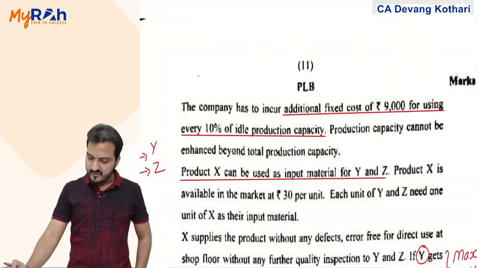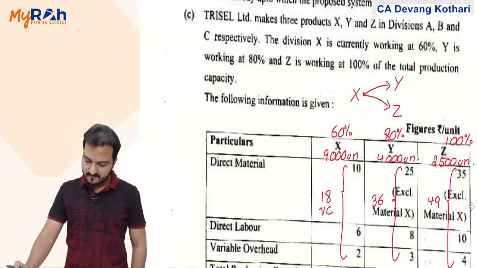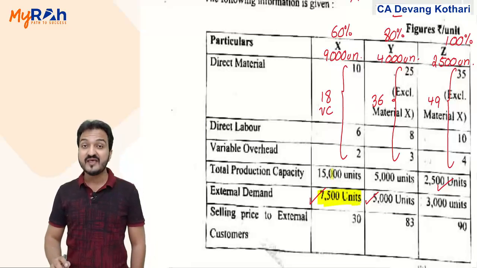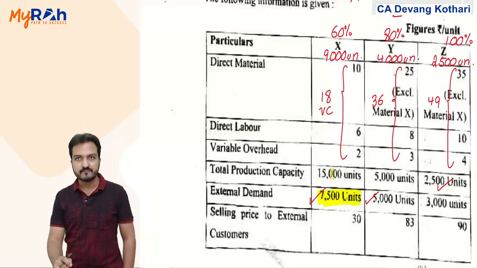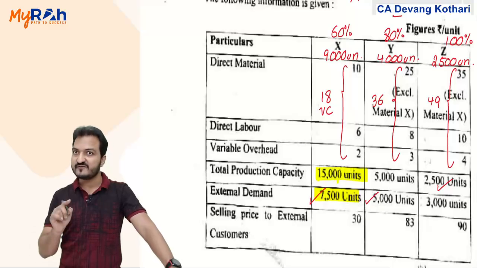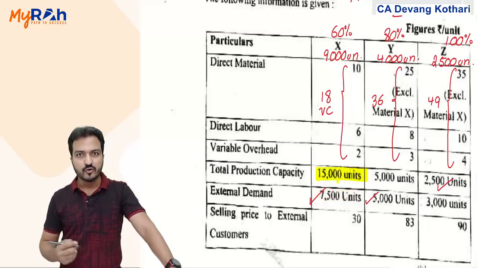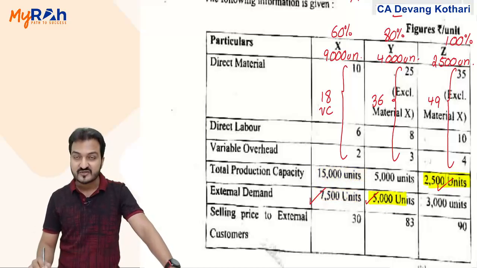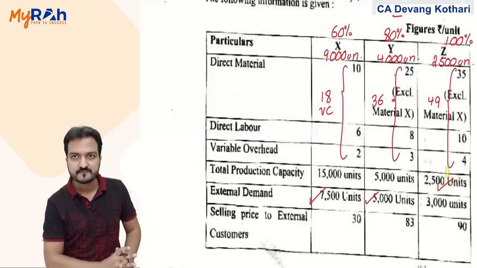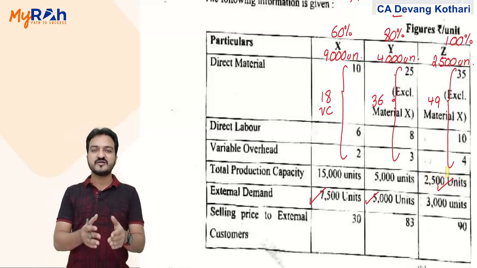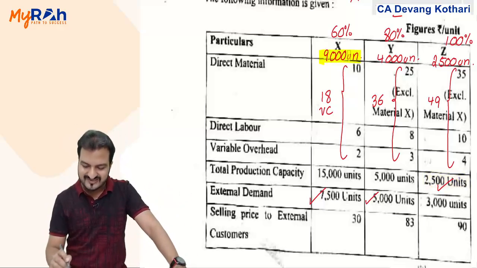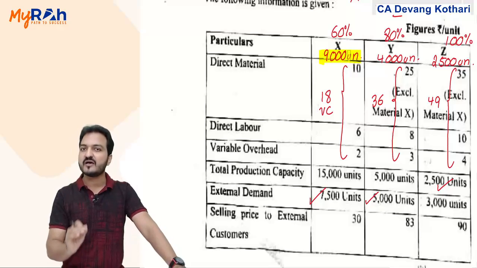Well, can he sell extra 4,000 in external market? No, because external demand is already fulfilled in the present level. But he can sell extra 4,000 to Y and Z, because his external demand is 7,500, and Y and Z will consume 5,000 plus 2,500. Y and Z together require total 7,500 units. So entire spare capacity of X can be consumed by Y and Z.